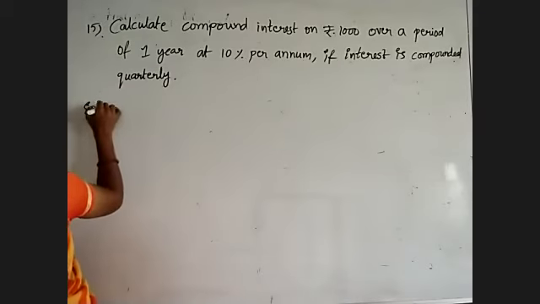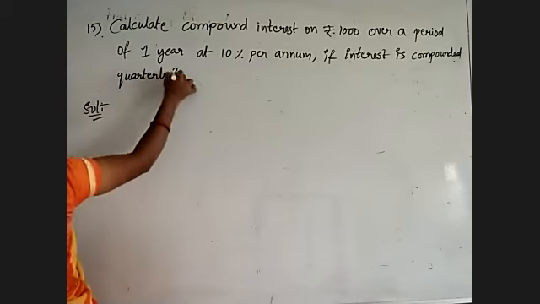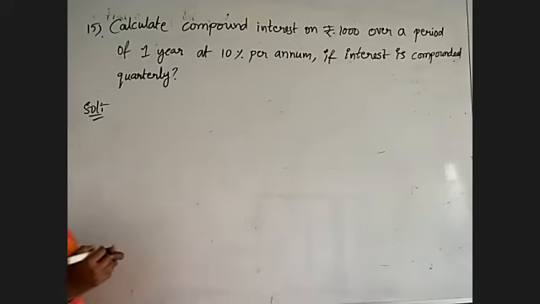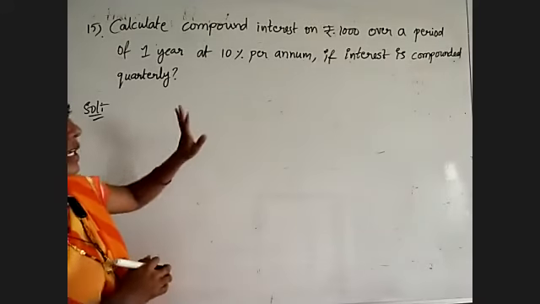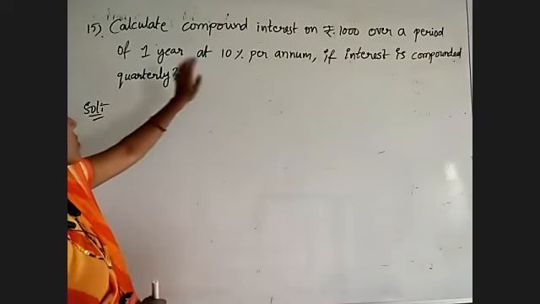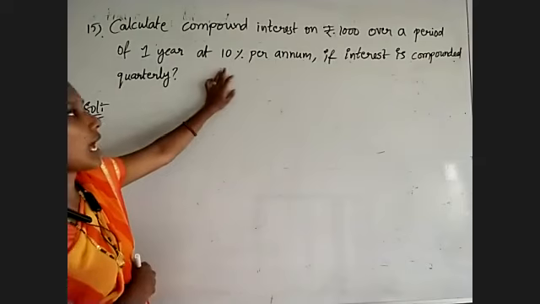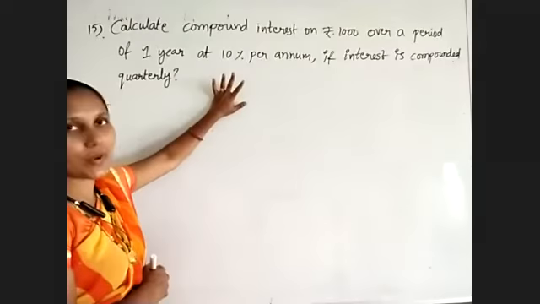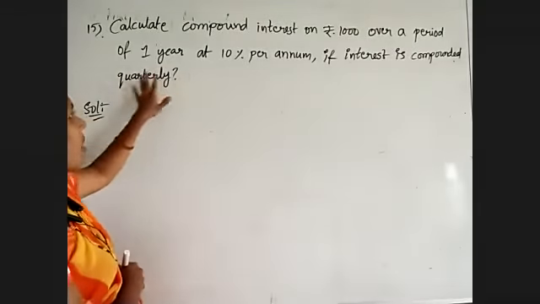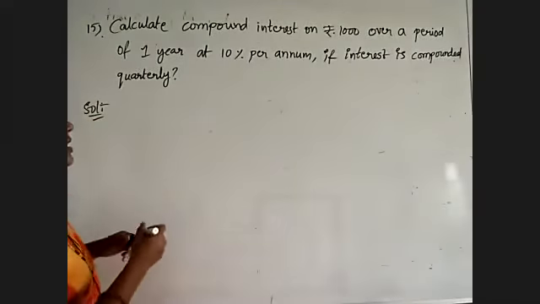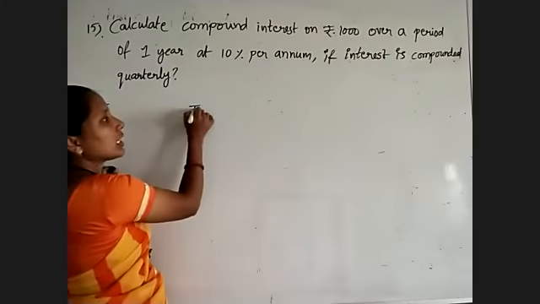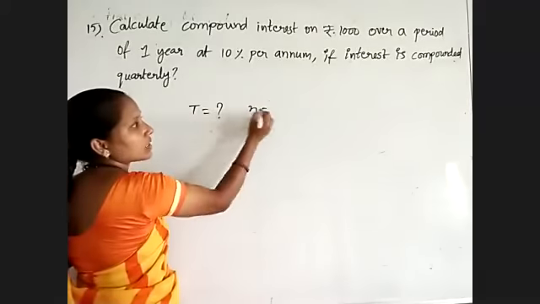Okay, observe the question. Calculate compound interest on 1,000 rupees. Principal is 1,000, T equal to 1, R equal to 10% per annum. All these values we know. But interest is compounded quarterly, given. See, for annually, whatever time they give, n will also be that much only.